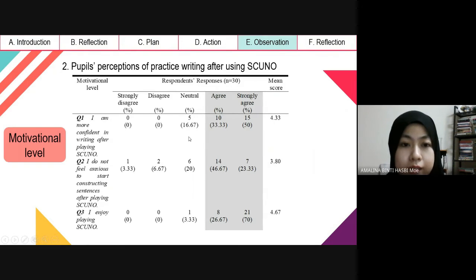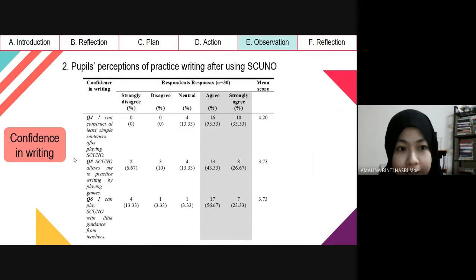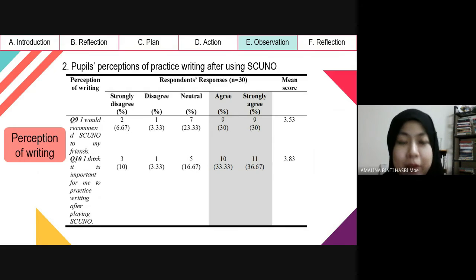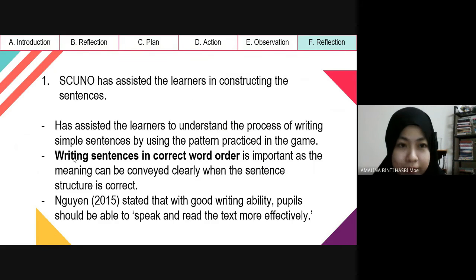Okay, next. We also use a questionnaire to look at pupils' perceptions of practice writing after using Scuno. It is divided into four aspects. The first one is the motivational level, the confidence in writing, the collaborative learning, and the last one is perception of writing. Okay, these four aspects will be further explained in the reflection part. Okay, here we go. The first one.